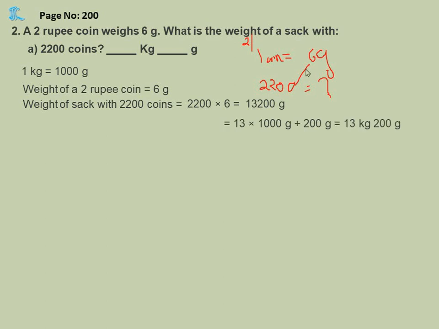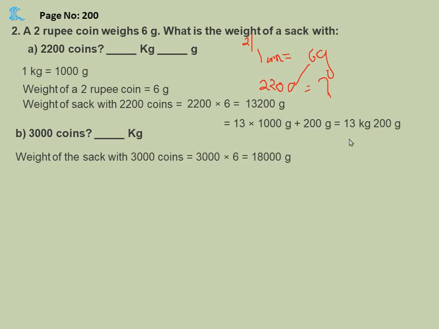Now 13,200 grams, how will you mention it in kg and grams? Tell me. 13 into 1000, because 3 zeros place is this. So 13 into 1000 plus 200. So 13 into 1000 means 13,000, means 13 kg. 13 kg 200 grams. Next, 3000 coins. 3000 into 6, 18,000. So directly you can say how much it is? 18 kg.